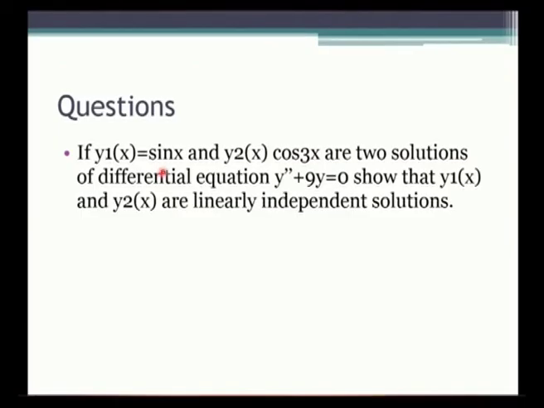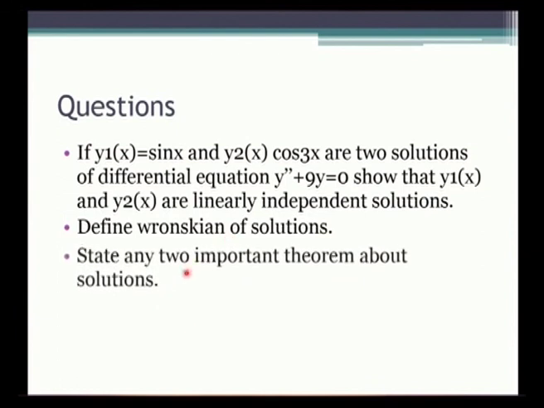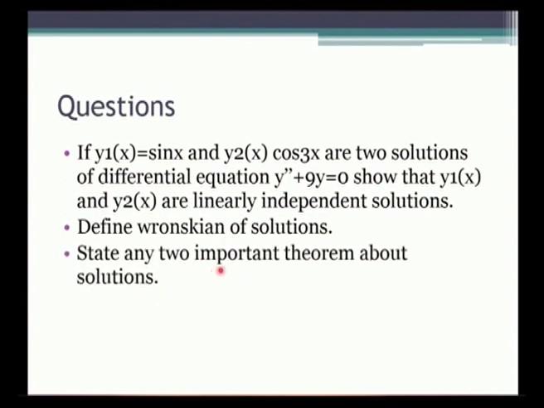After listening to this lecture you can answer the following questions. If y1 of x is equal to sin x and y2 of x is equal to cos 3x are two solutions of the differential equation y double prime plus 9y is equal to 0, show that y1 of x and y2 of x are linearly independent solutions. Define Wronskian of solutions. Then state any two important theorems about solutions. So, you can answer these three questions after listening to this lecture.